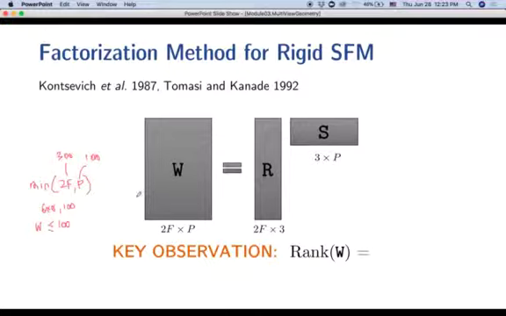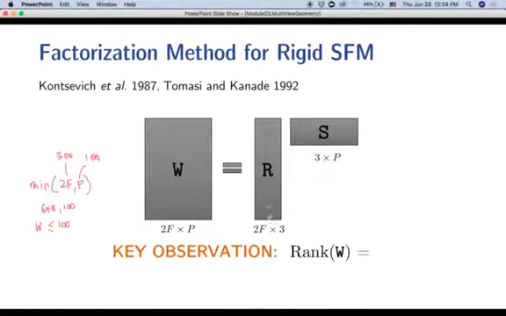Okay. But can W have a rank of 100? Is there a rank restriction on W that you see here? Anyone? What did you say? Louder, please. W is a multiplication of two matrices. Yeah. That's a very good observation.